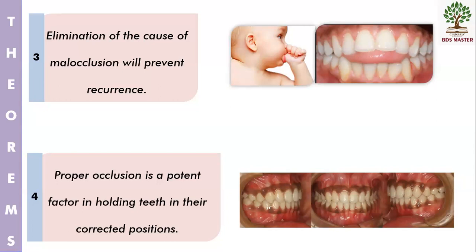And you finish the case, you say tada, retainers, bye bye. And then what do you think will happen to the patient when you have not corrected the cause? Relapse. Basically, a malocclusion will persist. Relapse occurs. Yes, perfect. So that's why they say elimination of the cause is important.